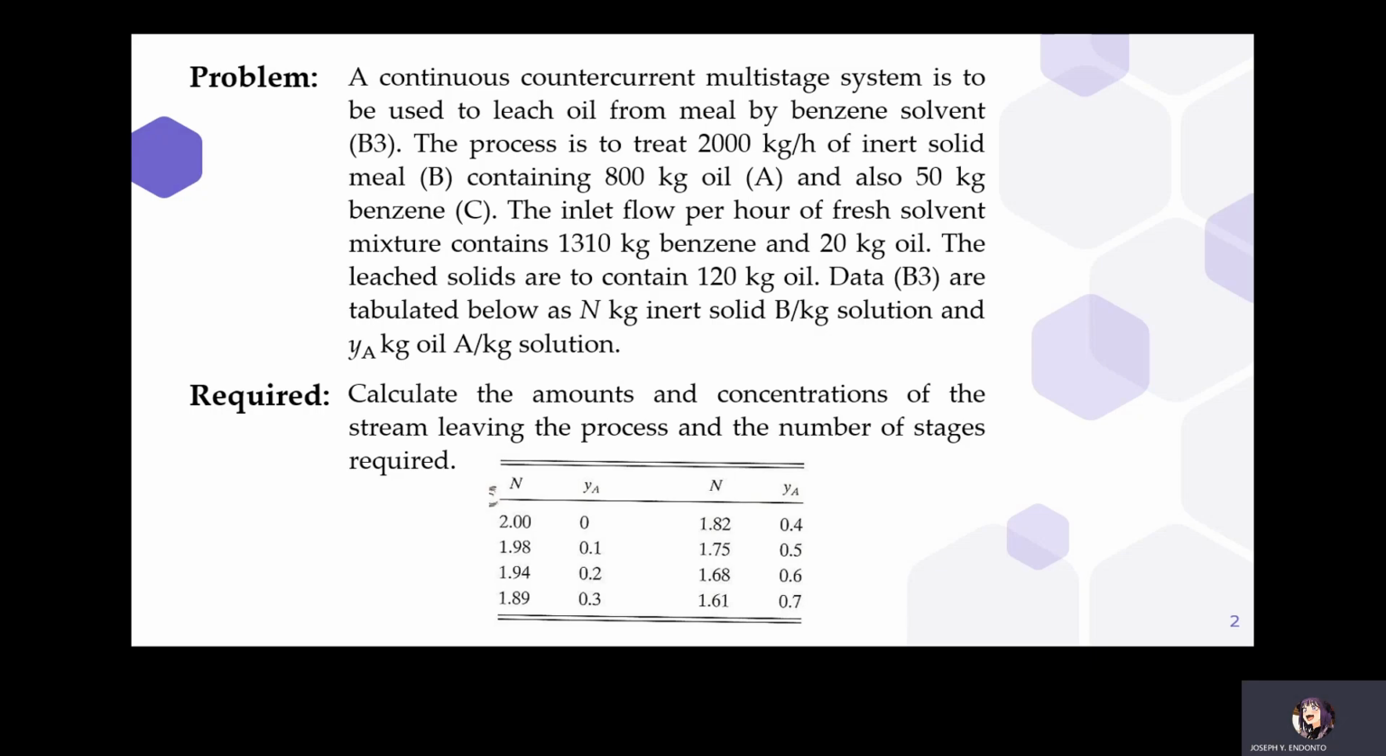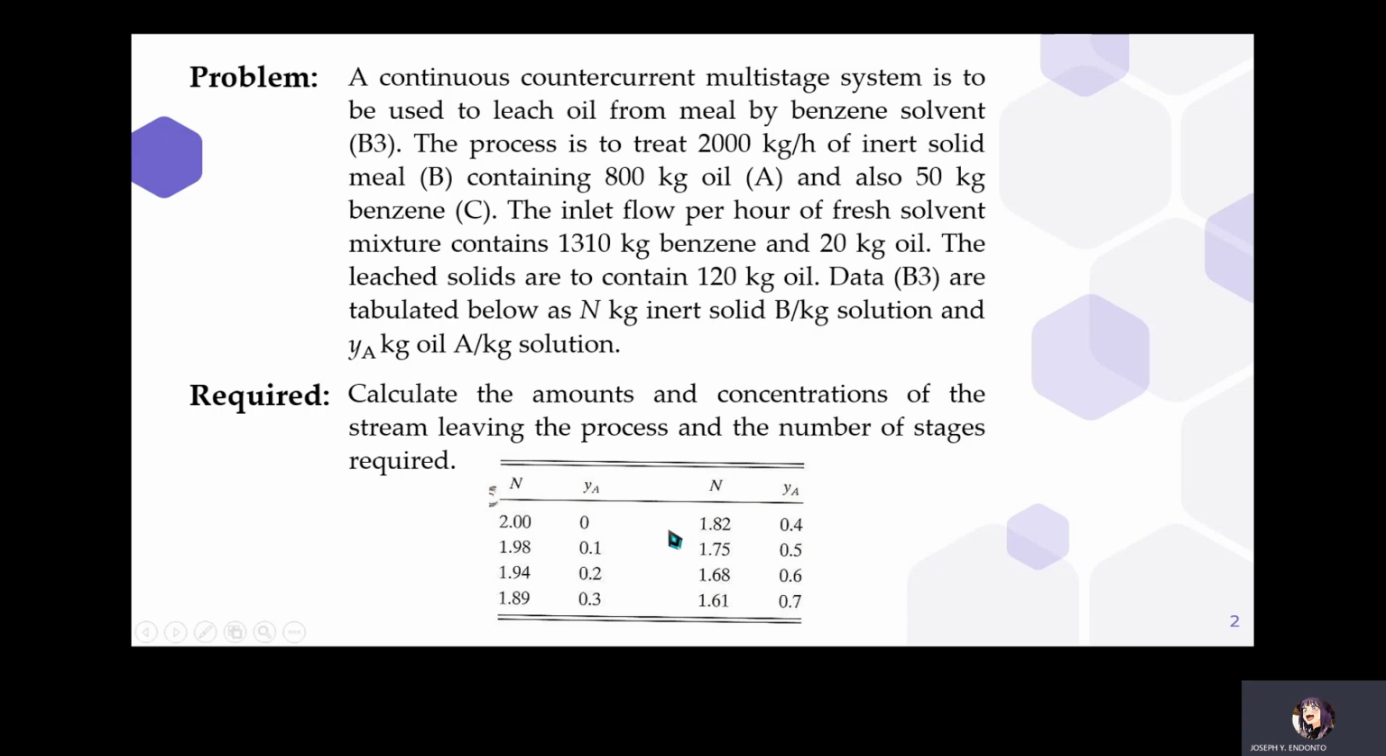The inlet flow per hour of fresh solvent mixture contains 1,310 kg benzene and 20 kg of oil. The leach solids are to contain 120 kg oil. Data are tabulated below as N, kg inert solid B over kg solution, and Y sub A, kilogram oil A over kilogram solution. The required of this problem is to calculate the amounts and the concentrations of the streams leaving the process and the number of stages required.